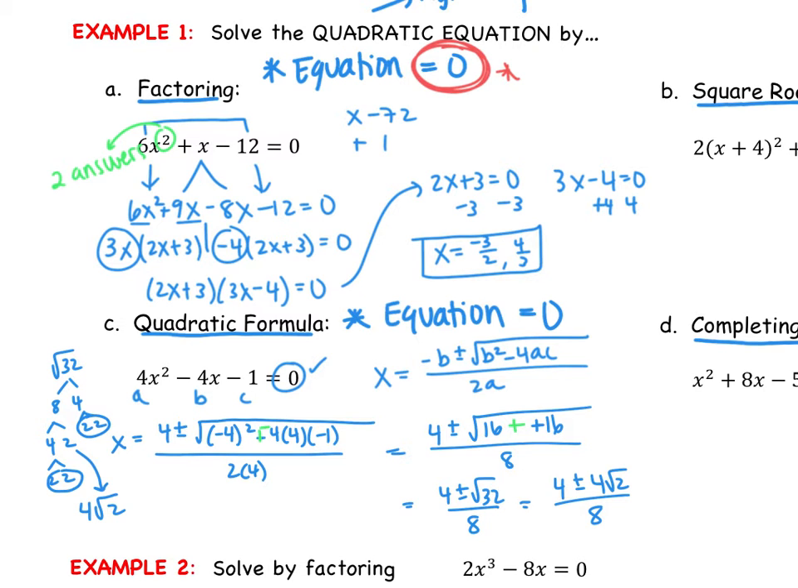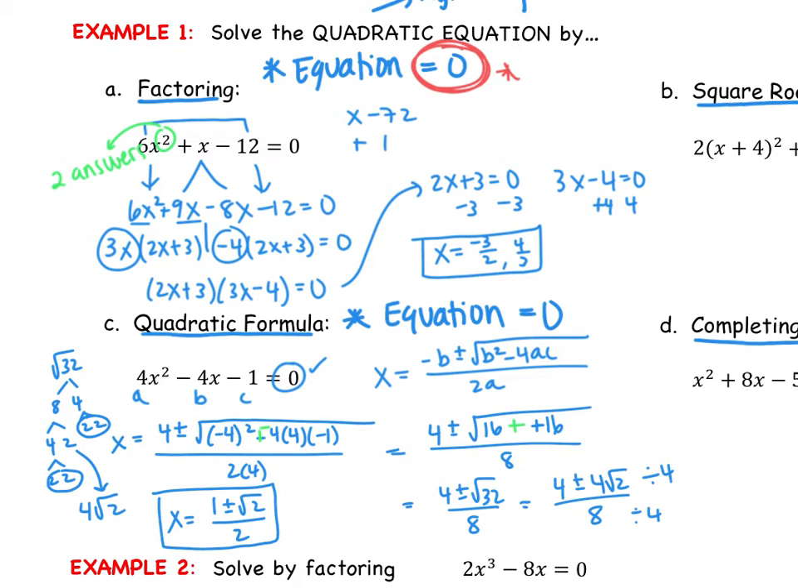And now I can simplify. 4, 4, and 8 are all divisible by 4. So if I divide by 4, I get my x to be 1 plus or minus root 2 over 2. Sorry, I didn't give us a lot of room. So this root 2 just stays root 2.